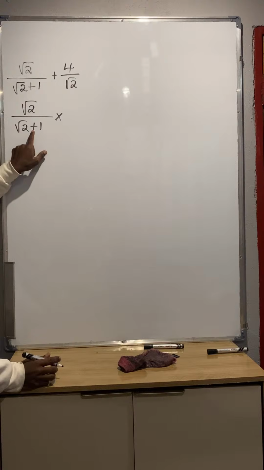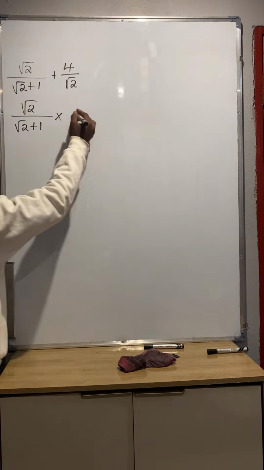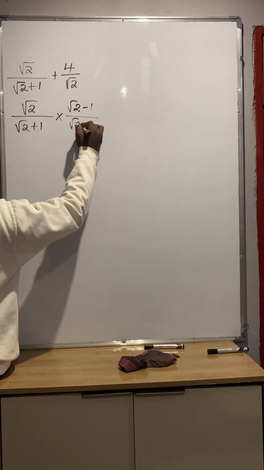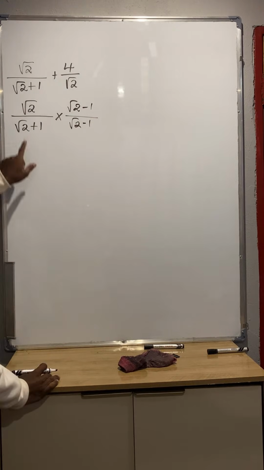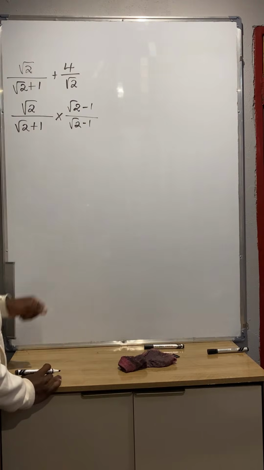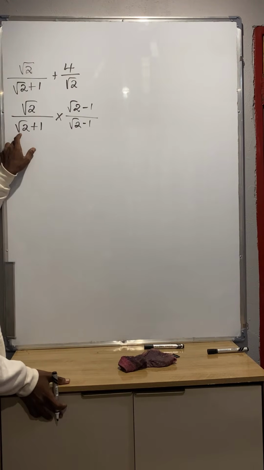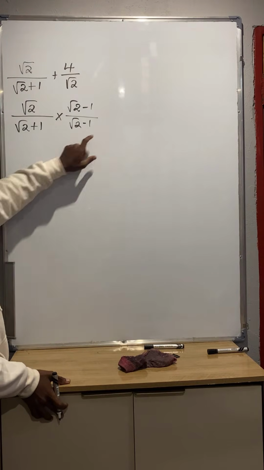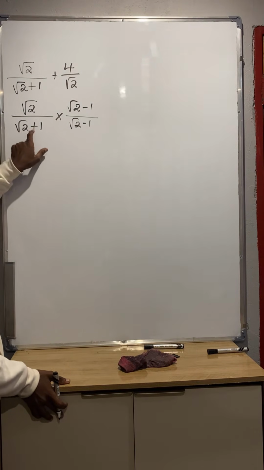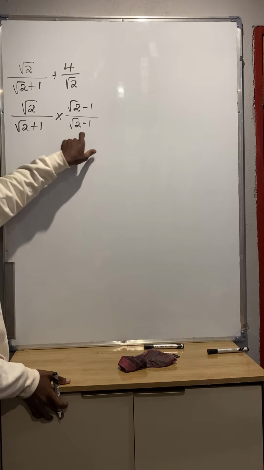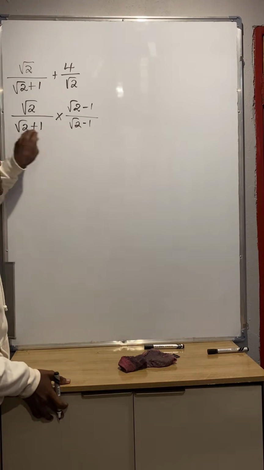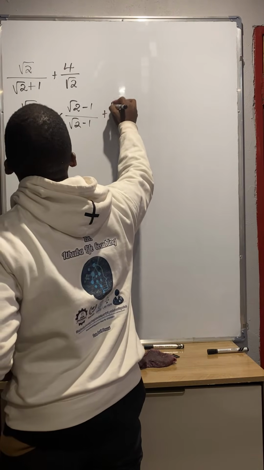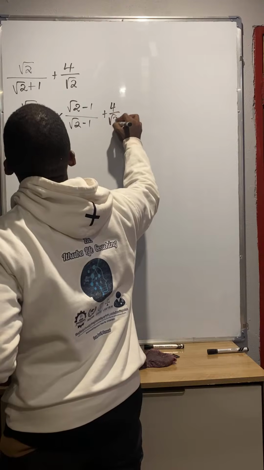Family, if this one was positive here, we're going to multiply by the square root of 2 minus 1. We are going to multiply with this one, but with the opposite sign. So if the denominator is square root of 2 plus 1, we use square root of 2 minus 1. If the denominator is square root of 2 minus 1, we use square root of 2 plus 1, as long as they have opposite signs. Then we are going to multiply by plus 4 over the square root of 2.